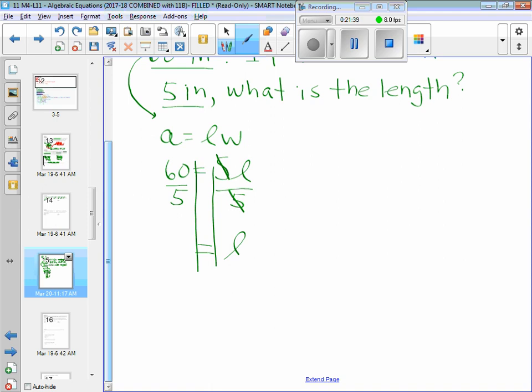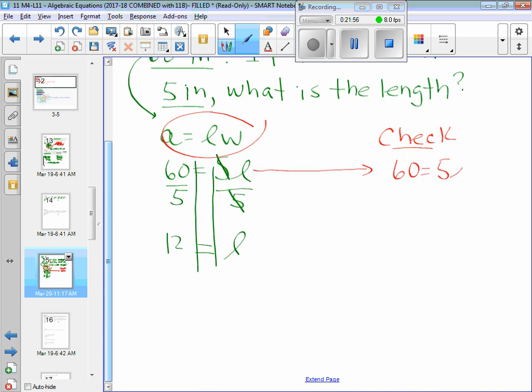Okay, 60 divided by 5 is 12. Okay, let's check it. Now, when I do the check, I do not have to do this, but I do have to do this. Yes, go ahead. So 60 equals 5L. Dan.